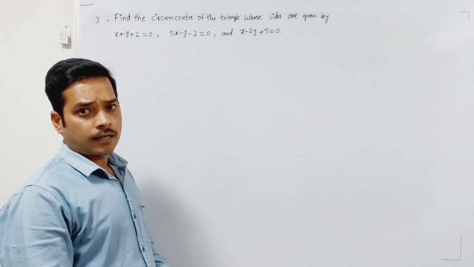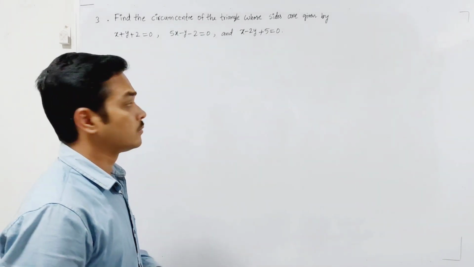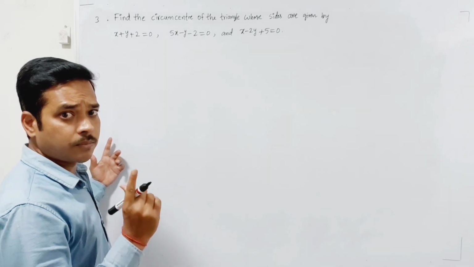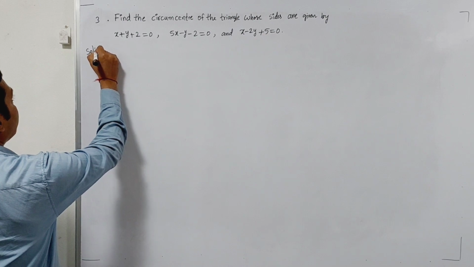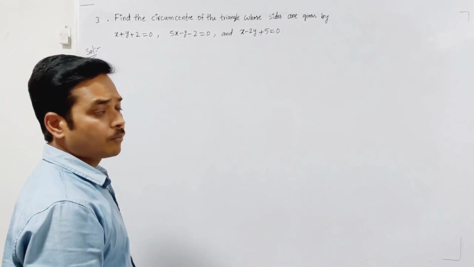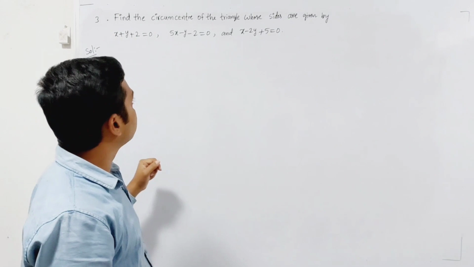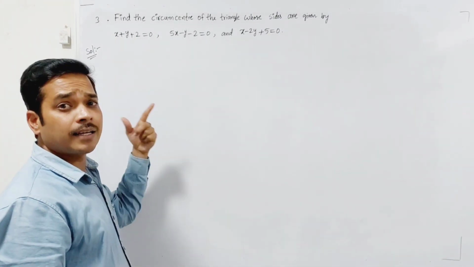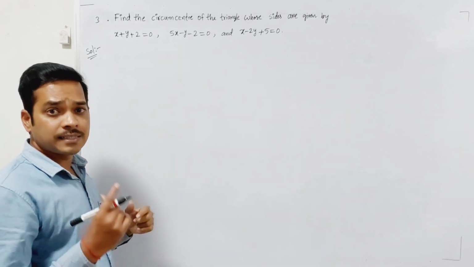Third problem on circumcenter. If you know the equations of the sides of a triangle, by using the first method is very easy. The first method is easy compared to the second method. The given problem is to find the circumcenter of the triangle whose sides are given by x plus y plus 2 is equal to 0, 5x minus y minus 2 is equal to 0 and x minus 2y plus 5 equal to 0. Here three sides are given. In the previous problem, three vertices were given. In this problem, three sides are given.